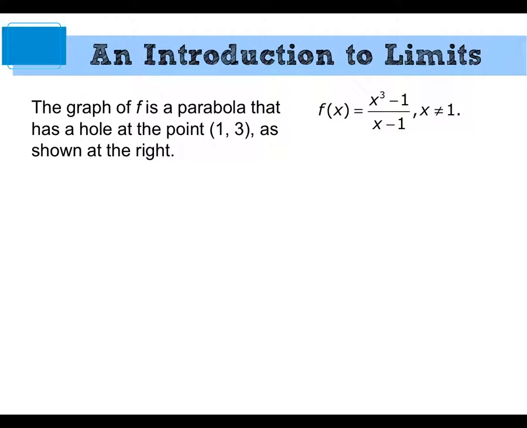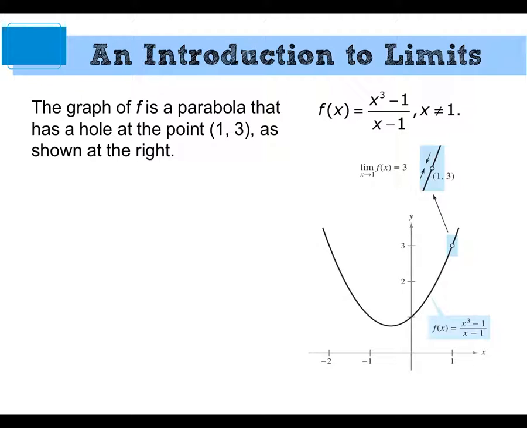Okay, what about this guy? So this is similar to what we did before, where we have a parabola that has a hole at (1, 3). What's the limit as x approaches 1 from the left? As I approach 1 from the left, what's my y value? 3. What's my limit as I approach from the right? 3.